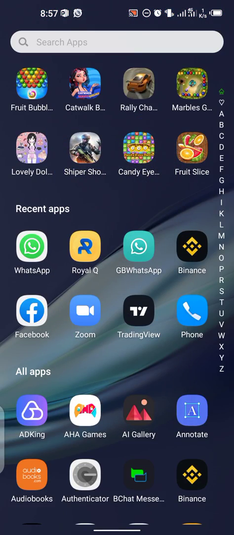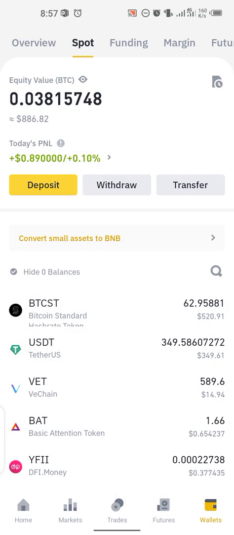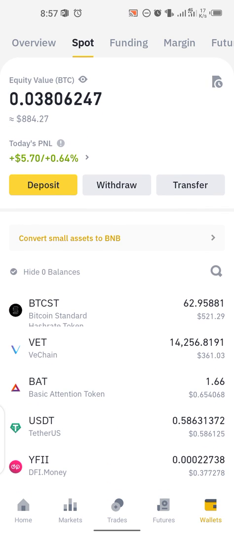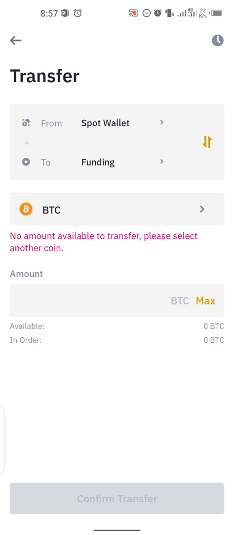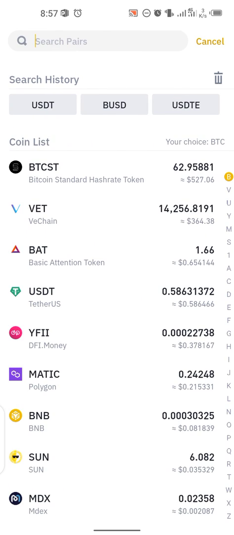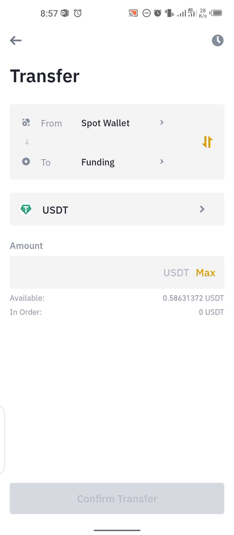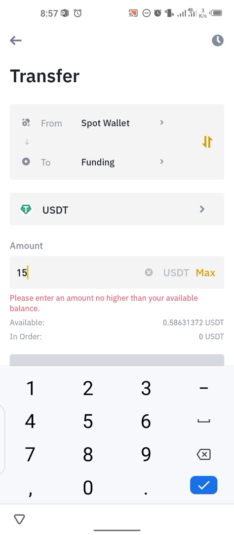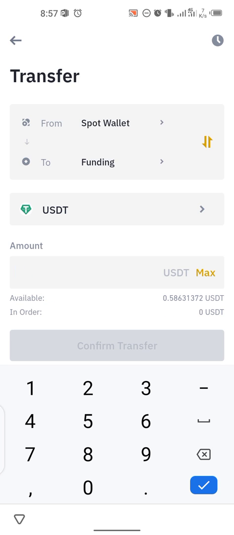So what we do, we come to our Binance account. I've just traded again, but if we have USDT, you come on transfer, then from spot, like you see, from spot to funding. Then where there is BTC, there is an arrow. We tap on the arrow and then we choose USDT and we put in the profit. Maybe you made $15, you type in $15. Me, I'm already using that money. I love using my profits to trade again.